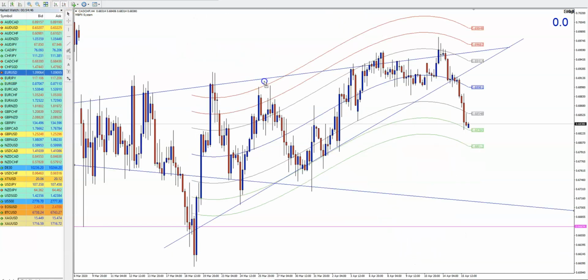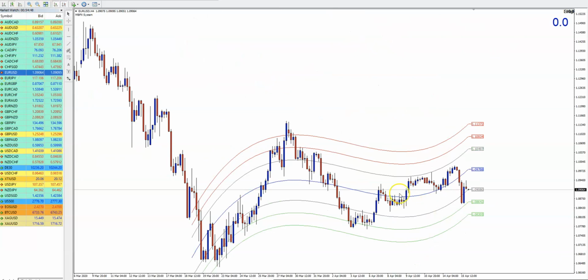Okay, so there you go. Again, it comes to the zone, you can buy. So this is how you're going to look for your trade ideas.